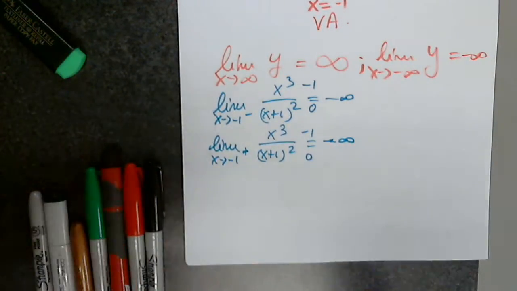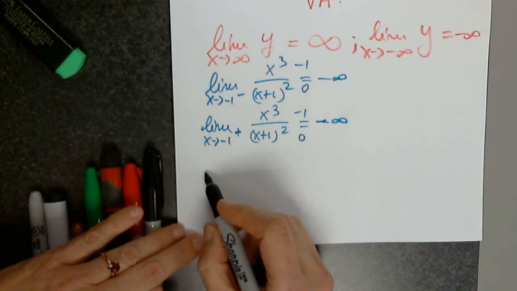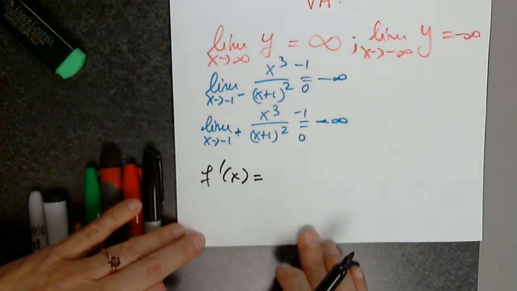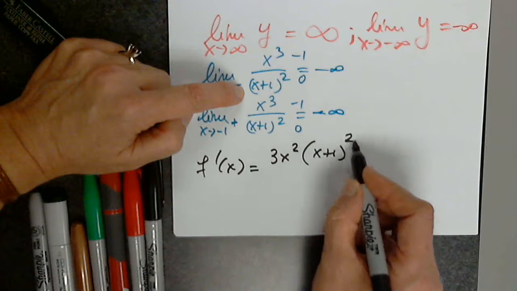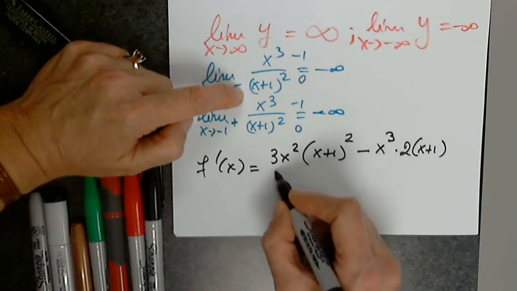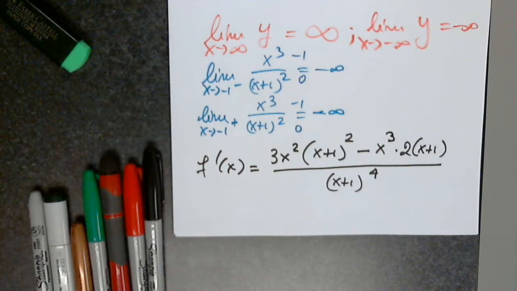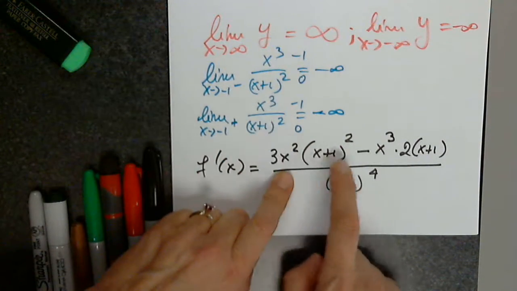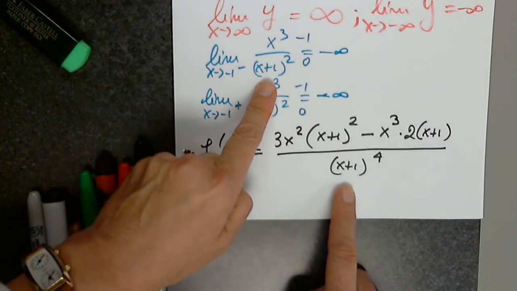I can move forward to what? What am I trying to find now? Very good, f prime of x. The top prime, 3x squared, times (x plus 1) squared, minus x cubed times 2 times (x plus 1), over (x plus 1) to the fifth. Let's stop for a moment and see if this is clear. Is this clear? The top function prime, 3x squared, times the denominator, minus the top function times the denominator prime, over the denominator squared. Agreed?